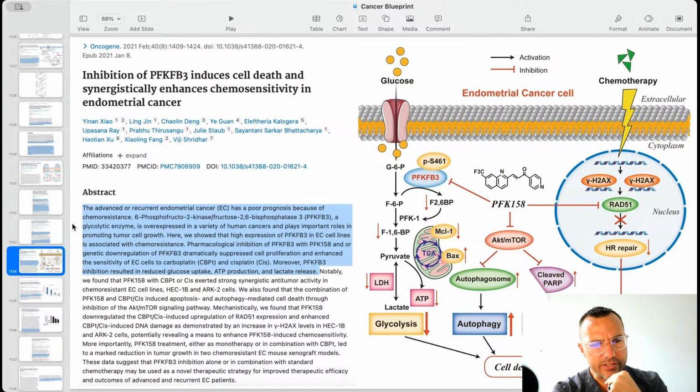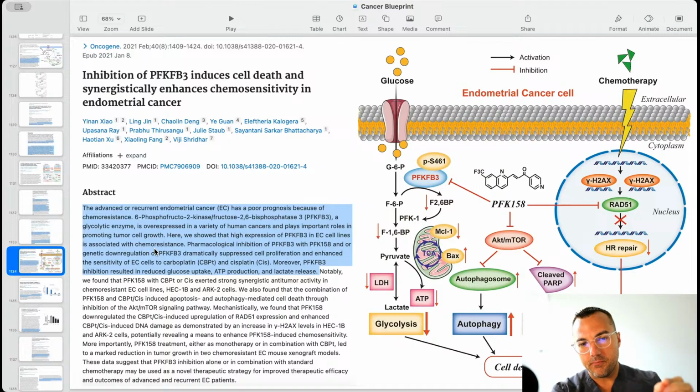So it says here that advanced or recurrent endometrial cancer, EC, has a poor prognosis because of chemo resistance. PFKFB3, a glycolytic enzyme, is overexpressed in a variety of human cancers and plays important roles in promoting tumor growth. Here, we showed that the high expression of PFKFB3 in endometrial cancer cell lines is associated with chemo resistance. So basically what they're saying is that PFKFB3 upregulation is likely what leads to chemo resistance, at least in some way, shape, or form.